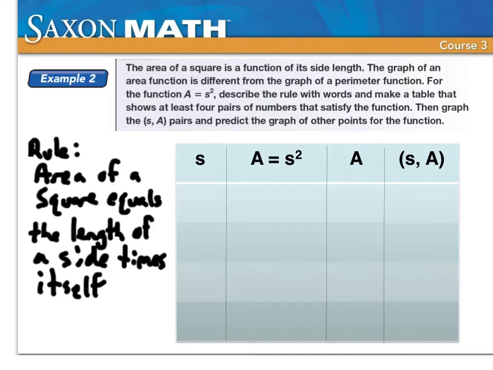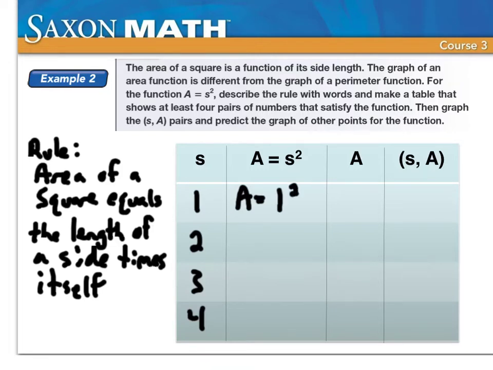Okay, now it says we're going to make a table that shows at least 4 pairs of numbers that satisfy the function. So we're going to use the same numbers we used on the last one, because again, we can't use negative numbers for a side length. I can't have a side that's negative 1 centimeters, and it doesn't make sense to use 0, so we'll just use 1, 2, 3, and 4. And we're going to do our table the same way we did last time. So we're going to put the area is equal to our input squared.